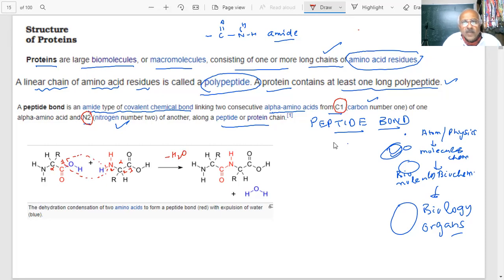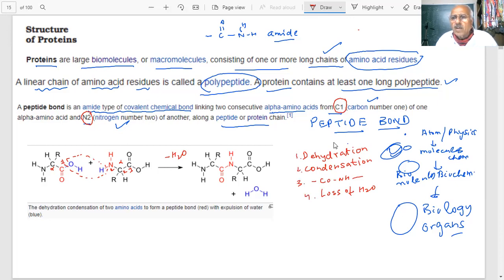Dehydration, what do we call this? Dehydration, condensation of two amino acids to form the CONH bond, students, with loss of H2O. Clear? Yes, sir. Important points 2, 3, 4 to learn, students. I hope you got the point. Yes, sir. Okay.